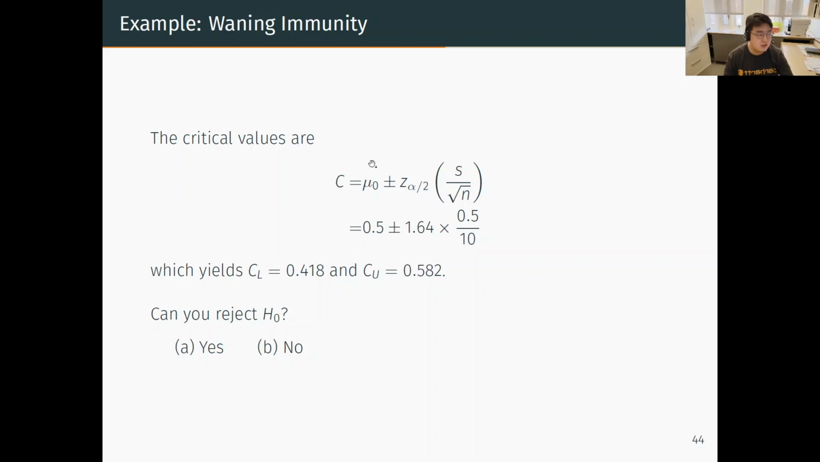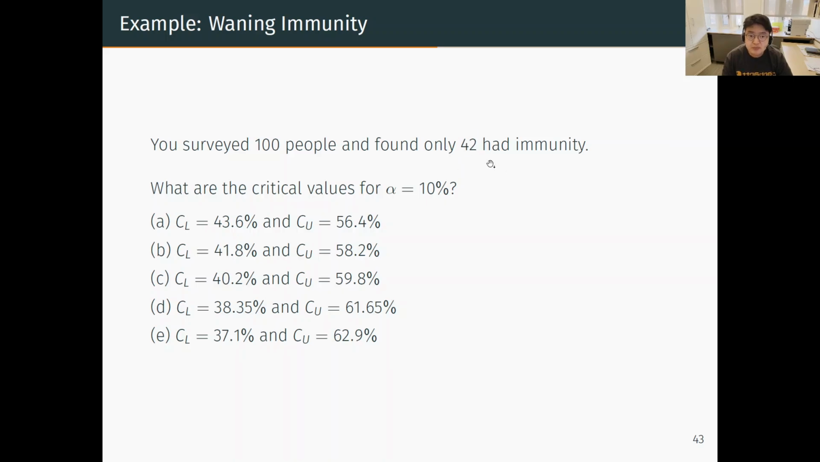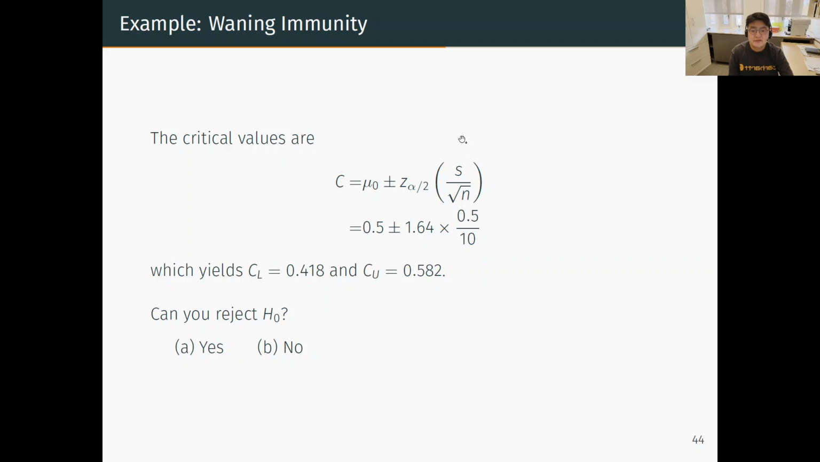If you know this, then all the other numbers are kind of automatic. So mu0 is the mean we assume in the null hypothesis, which is 0.5. S is the standard deviation implied by the binary distribution, which is also 0.5, right? And the square root of the sample size is 10. So in this case, do you reject the null hypothesis or not? Remember, we observe 42 people having immunity after the vaccination. Do you reject?